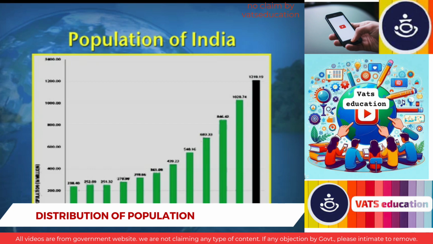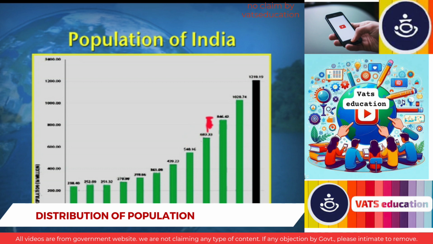Next, 1931 with the population of 278 million. 1941, the population rose to 318. Now you see there is a gradual increase in the population. With 1951 the population rose to 361 million. In 1961 it rose to 439 million, followed by 1971 with the population count of 548 million.